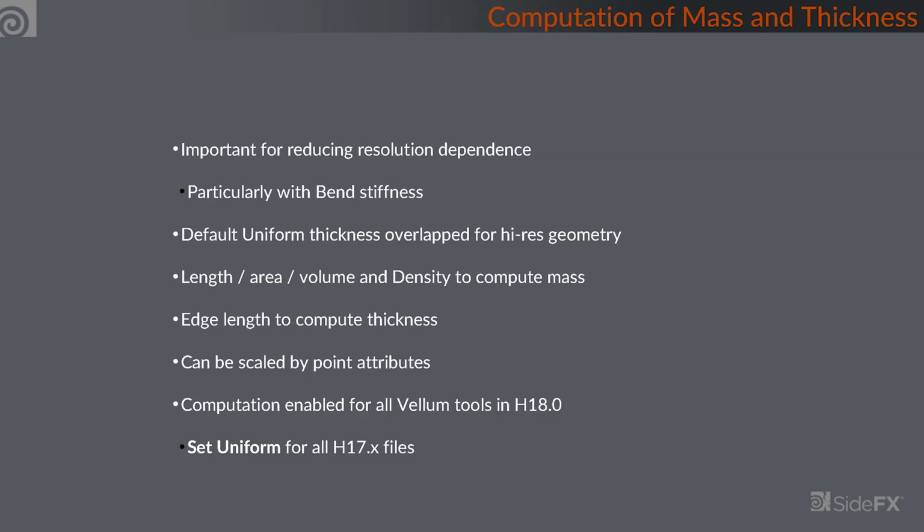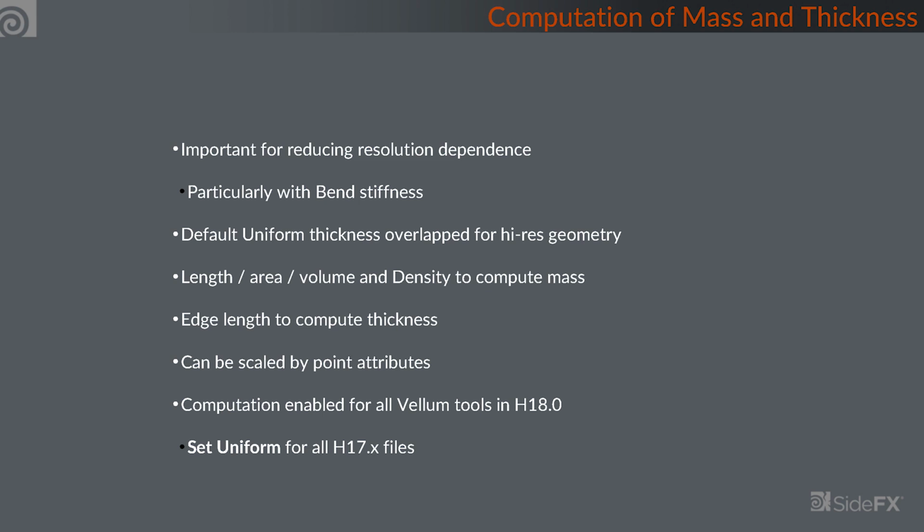So the first workflow enhancement I wanted to go over is the automatic computation of mass and thickness for the Vellum geometry. So this becomes important because we want to reduce the resolution dependence of the simulation. As you change resolution of your Vellum geometry, the behavior of the simulation shouldn't change all that much. And if you're working with something like infinitely stiff cloth, as you increase the mass, if it's infinitely stiff, the mass doesn't really make that much of a difference. But for something like bend behavior, how many wrinkles you get in your cloth, having much heavier cloth will actually bend fairly differently than very light cloth.